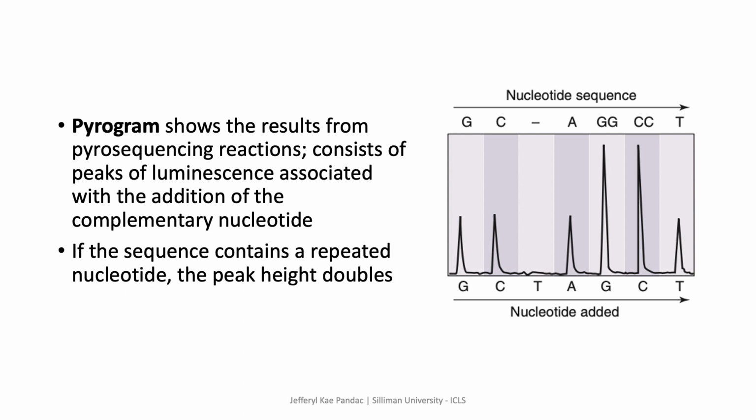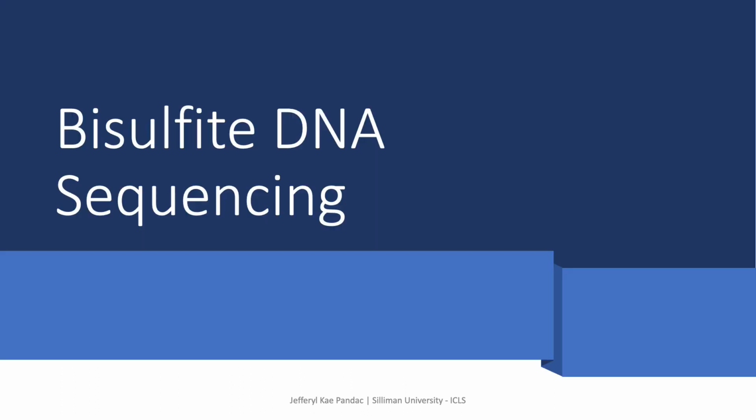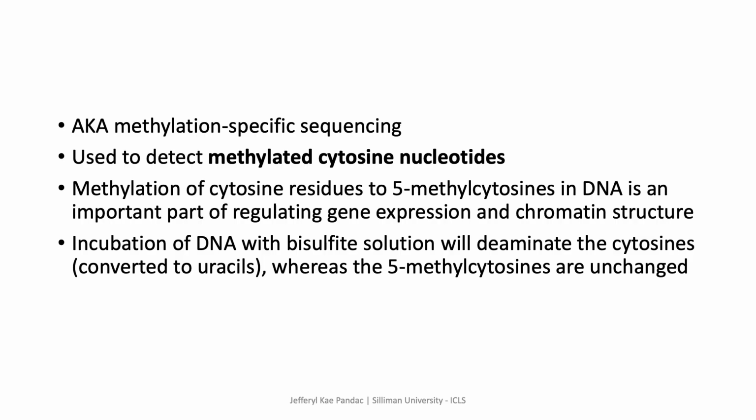The results from a pyrosequencing reaction, called a pyrogram, would consist of peaks of luminescence associated with the addition of the complementary nucleotide. If a sequence contains a repeated nucleotide, the peak height of the specific nucleotide doubles. The nucleotide sequence is called based on the order of nucleotide bases introduced to the sequencing reaction and the peak heights. The next DNA sequencing technique that I will talk about is bisulfite DNA sequencing.